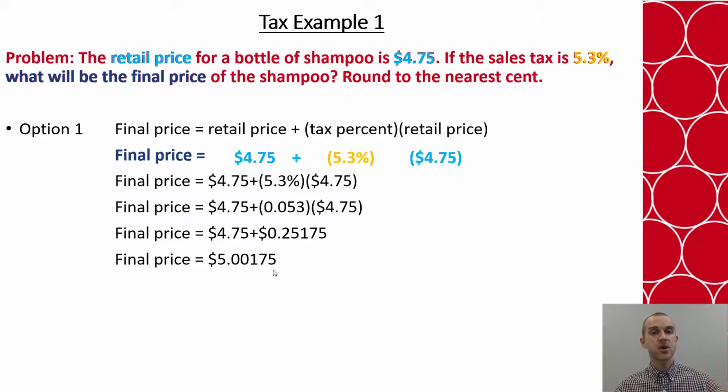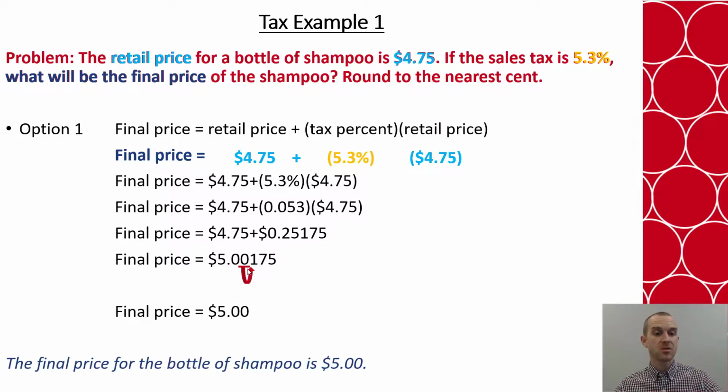So I need to make sure I round now to the nearest penny or the nearest hundredth. So I underline to help me remember where I am, and I always look one place value to the right. And I say, is that 5 or greater or less than 5? 1 is less than 5, so I do not round. I maintain this at $5. So I would say the final price for my bottle of shampoo is $5.